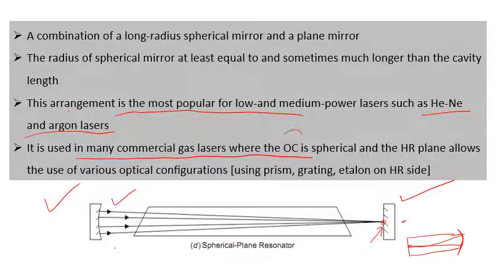Okay, and OC, optical coupler, optocoupler, from where we take the output. Okay, this plane mirror is fully polished. Okay, this one is partially polished. So output is coming from this side.